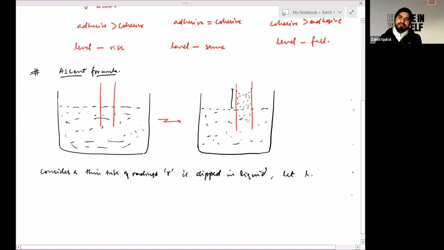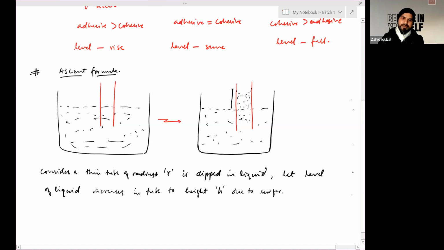Let the level of liquid increase in the tube to height H due to surface tension or adhesive force. So we have to calculate this H. Khalid, is it clear? Yes, sir.